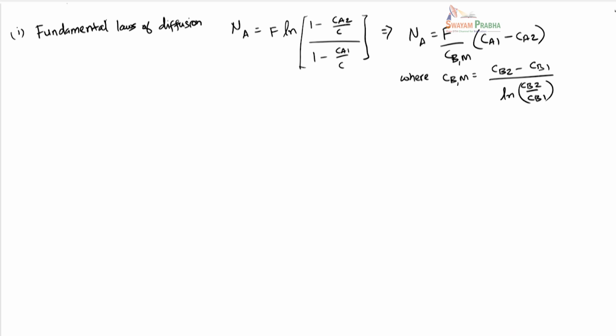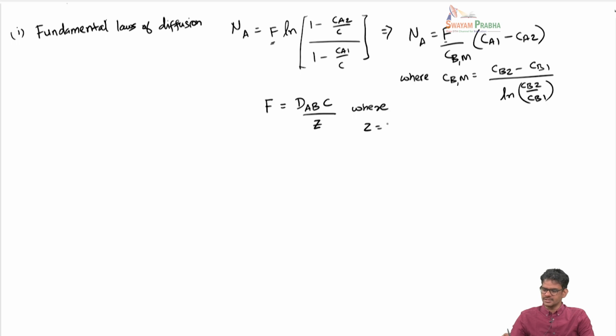So we can write the mass transfer flux based on the F-type mass transfer coefficient. Okay, so this is one possibility. In this case, this mass transfer coefficient F is related to the diffusion coefficient DAB in this way, where Z here is Z2 minus Z1. So this is one way of writing the mass transfer flux, which is the fundamental laws of diffusion based analysis. The second one is phenomenological.